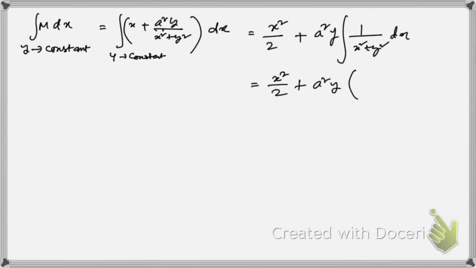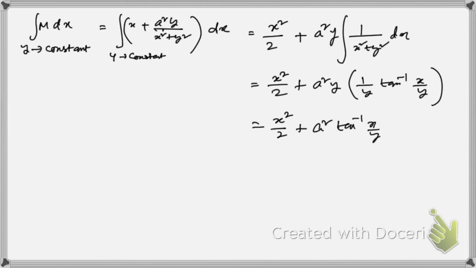So here we should get 1 by y tan inverse x by y. That's what we should get. So if you simplify this, then what you will get, this y cancels, right? So our result becomes x square by 2 plus a square tan inverse x by y. That is what we have got.